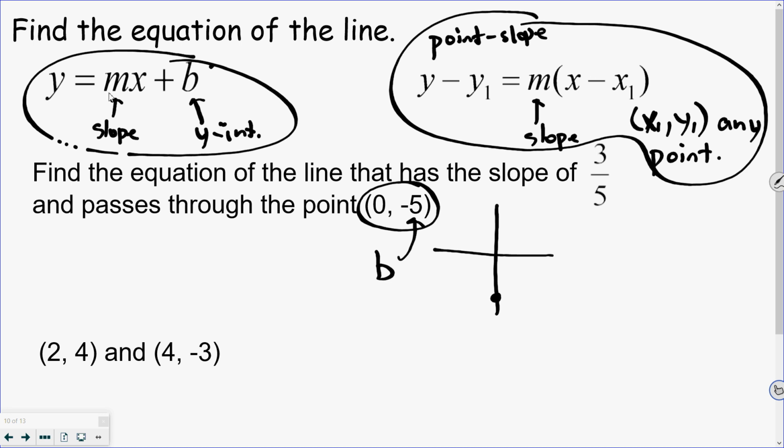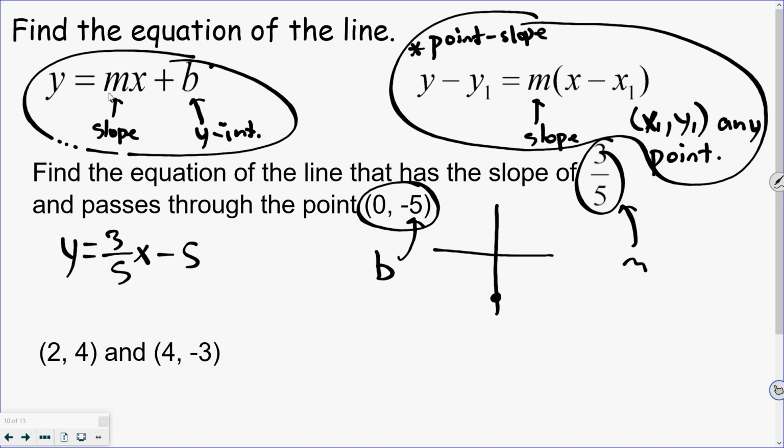And 3/5 is m. All I have to do is plug those two things into my formula then. So the equation of my line is y equals the slope, 3/5, and the y-intercept is minus 5. So it's really, really simple to use that formula, but you have to know the y-intercept. Hey, by the way, if you use the point-slope, this one up here, on that problem, you get the same answer. It just requires a little more work.